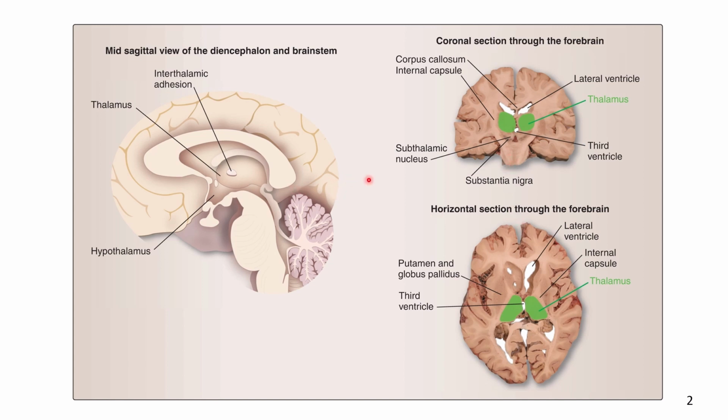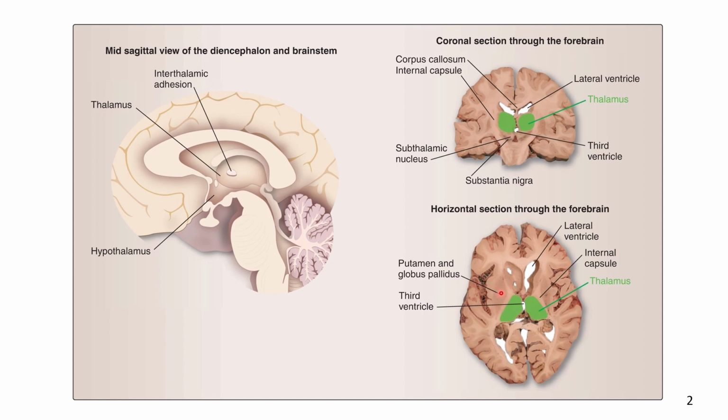And if you make a transverse cut like this, then again you can see the location of the thalamus, and these two are separated from each other by the third ventricle, and these are the lateral ventricles there. You can also see the lentiform nucleus, which is made of the putamen laterally and globus pallidus medially.